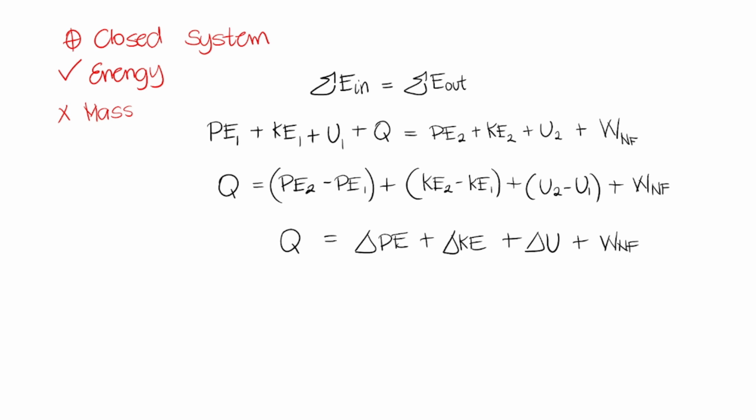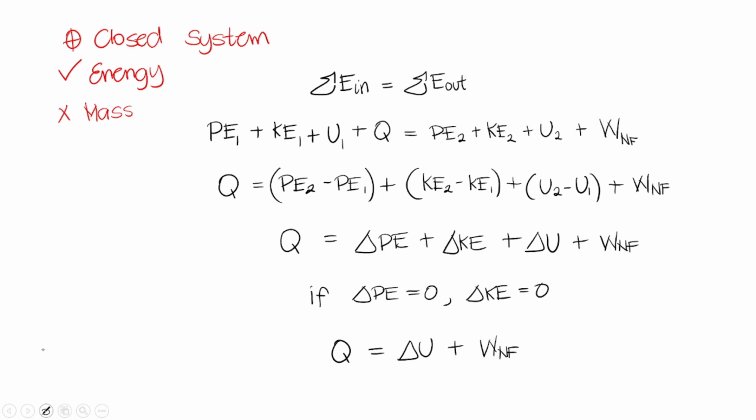And in most cases, the changes in potential energy and kinetic energy are equal to 0. So if that happens, if our delta PE, the change in potential energy, is equal to 0 and the change in kinetic energy is equal to 0, we will be left with Q is equal to the change in internal energy plus our work non-flow. So this is the equation of the first law of thermodynamics for a closed system. Heat is equal to the change in internal energy, U, plus the work non-flow.